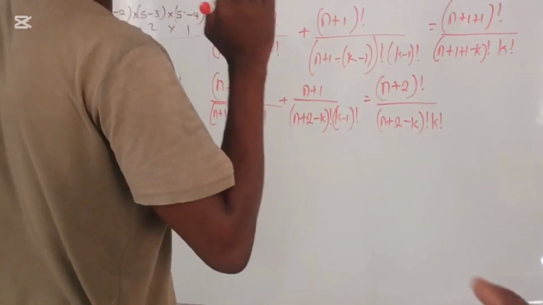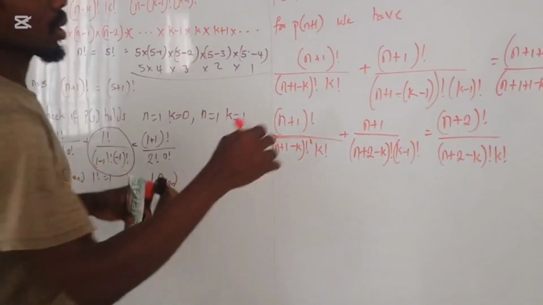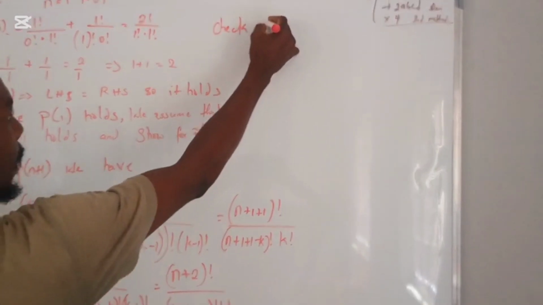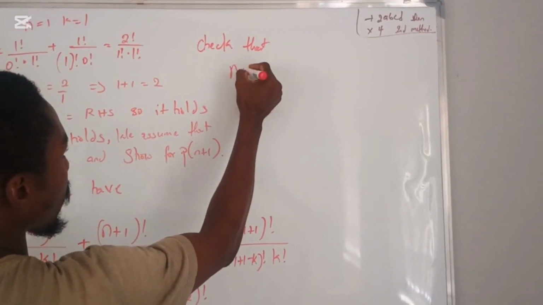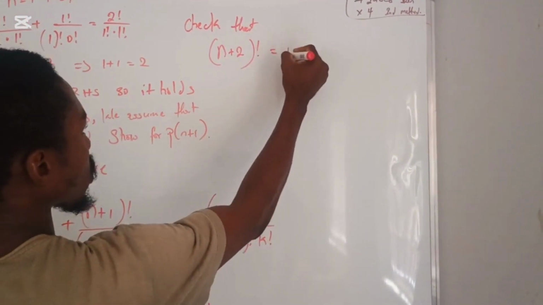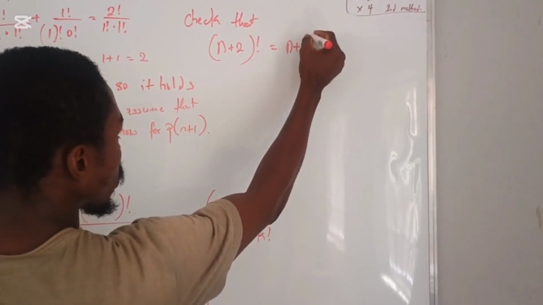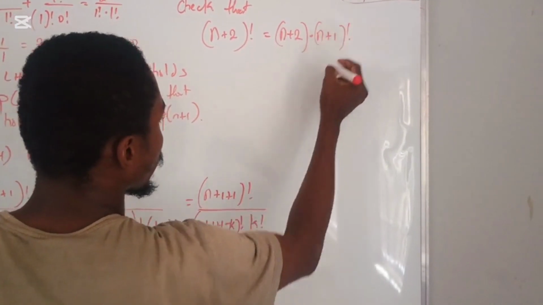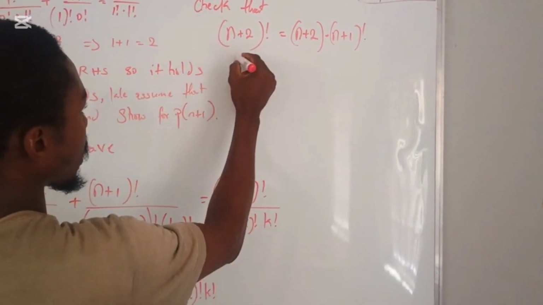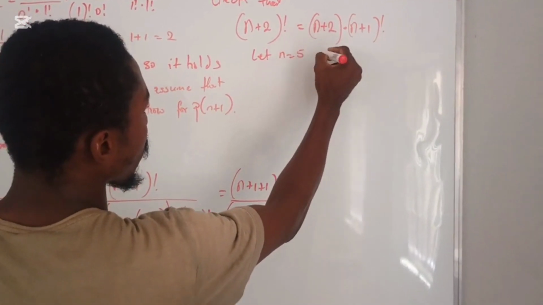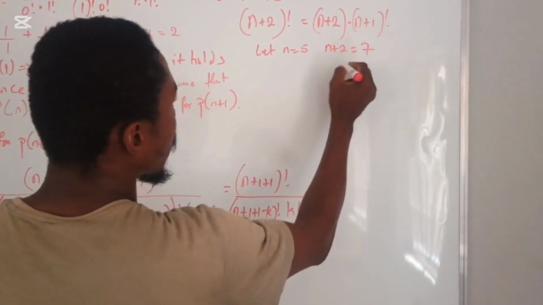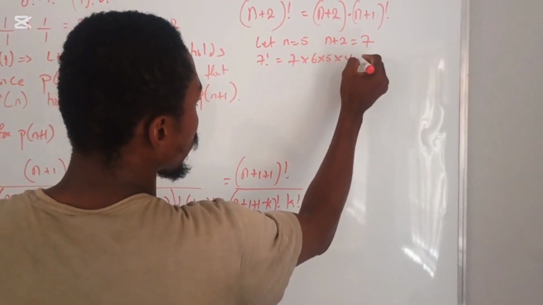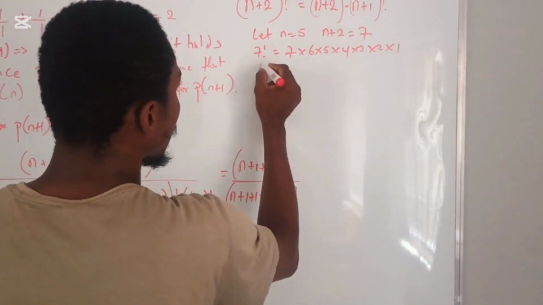Now, I want you to, from here, check that n plus 2 factorial is equal to n plus 2 multiplied by n plus 1 factorial. Now, remember I said let n equal 5. n plus 2 is equal to 7, and 7 factorial is equal to 7 times 6 times 5 times 4 times 3 times 2 times 1.